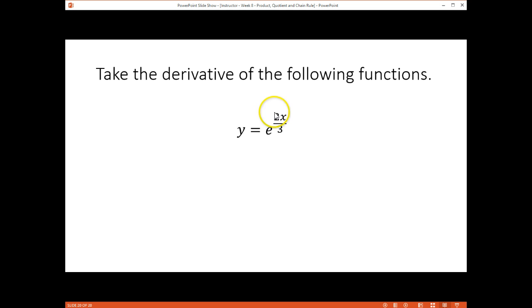And finally, e to the 2x over 3. Well, again, the derivative of e to the 2x over 3 is e to the 2x over 3 times the derivative of 2x over 3, which is just 2/3. So your final answer is 2/3 e to the 2x over 3.